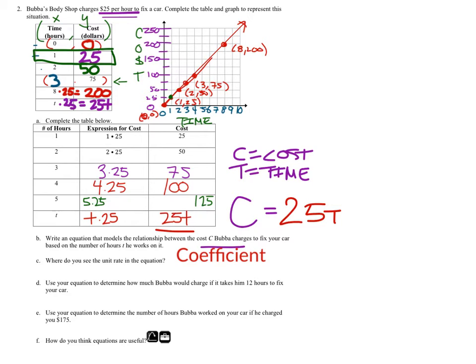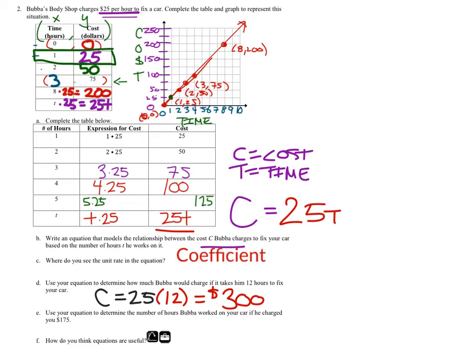Use your equation to determine how much Bubba would charge if it takes him 12 hours to fix a used car, or your car, what the heck. So we see that the cost is 25 times the number of hours, but the number of hours he's working is 12. So 25 times 12 in my calculator gives me $300. Bam.